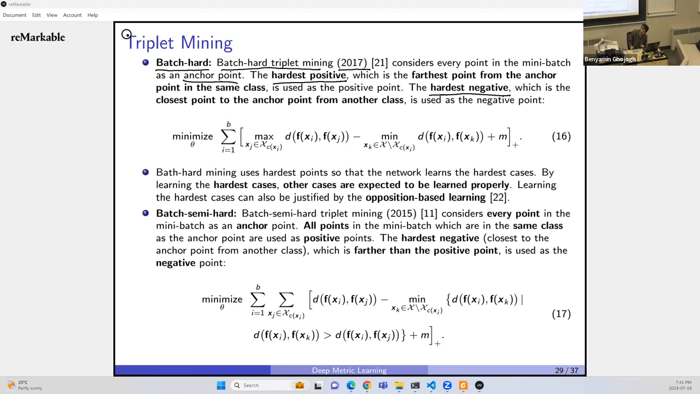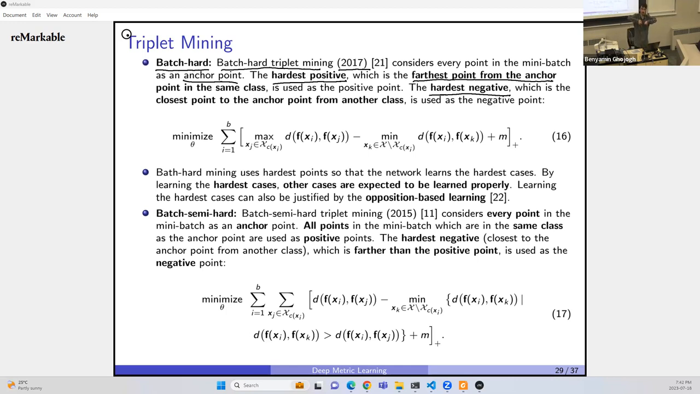Distant is harder. Why? The distant positive from an anchor is harder for a neural network to train. Why? Because it needs to push that to the anchor. So the hardest positive means the furthest, the farthest point from the anchor. And the hardest negative is what?